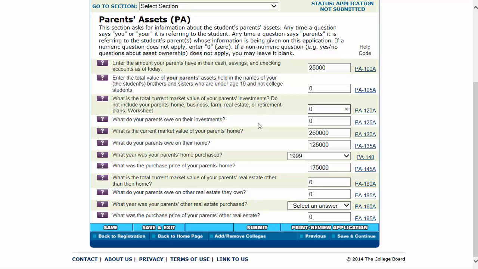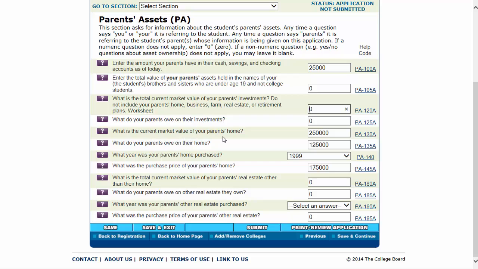If you don't have any investments, that's fine. If you don't have any investments, you don't owe anything against those investments as well. So again, that is a question that will make sense to people who own investments, but if you don't, that's fine. Here are questions about the family's home.